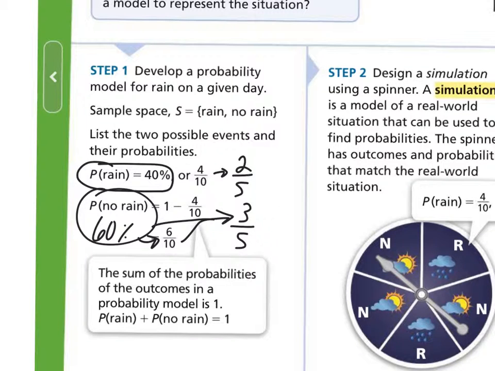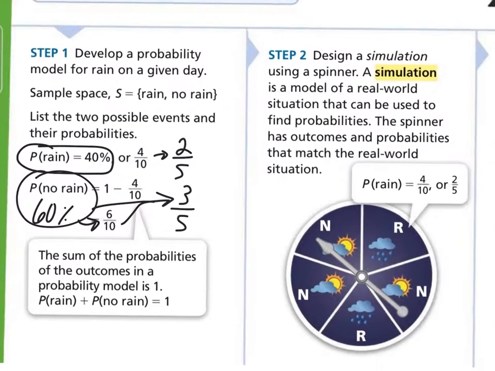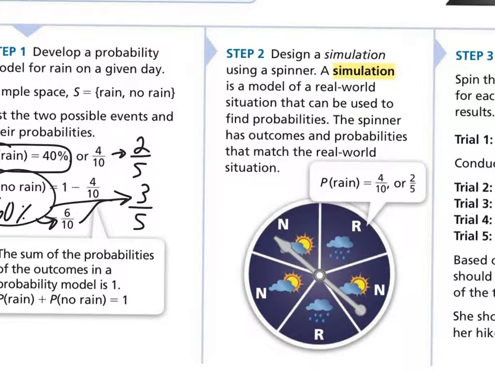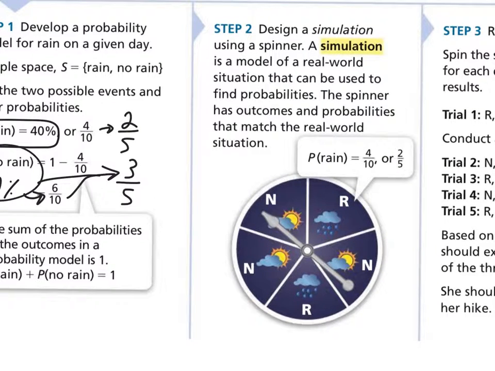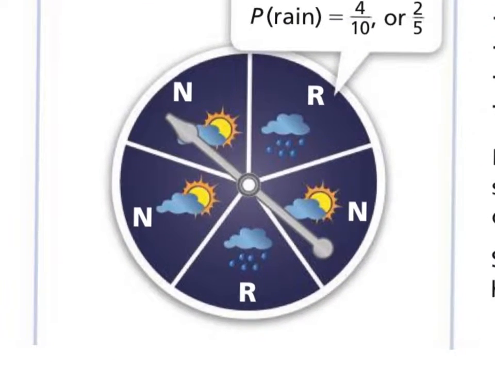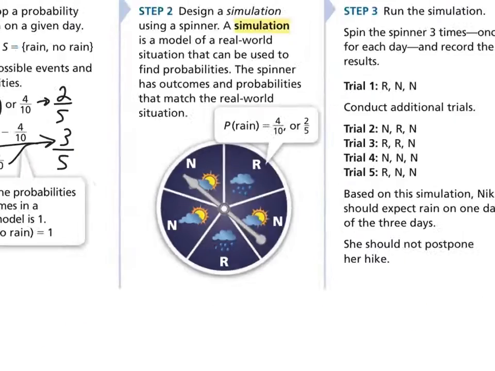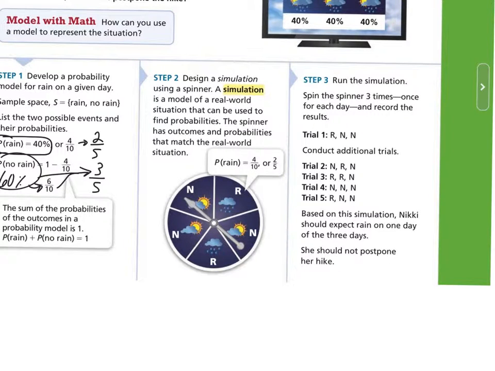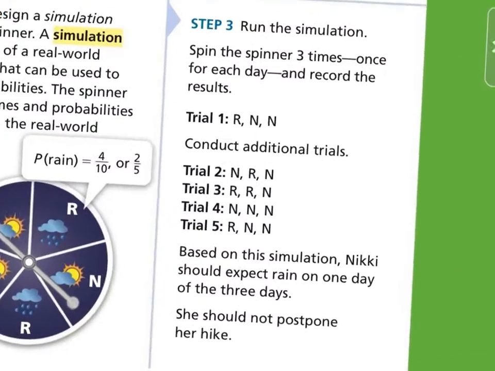This is what the book's using, because then in step 2, they develop the spinner. This is a simulation, so it's trying to model or simulate what's actually going to happen. In this case, we had 3 out of 5 for no rain. Those are the N's. We had 2 out of 5 for raining. Those are the R's. What we could do then is spin the spinner and see what happens. So they did this simulation to see what would happen.